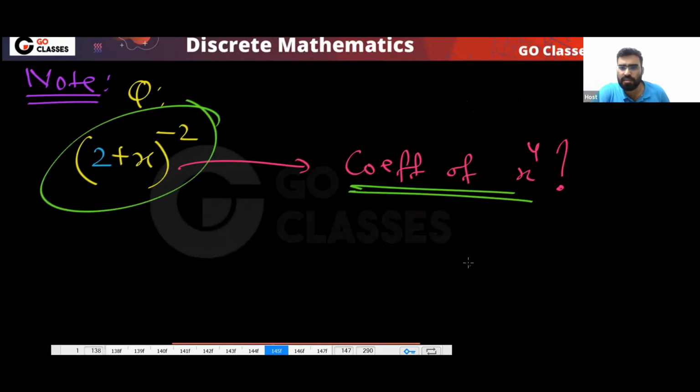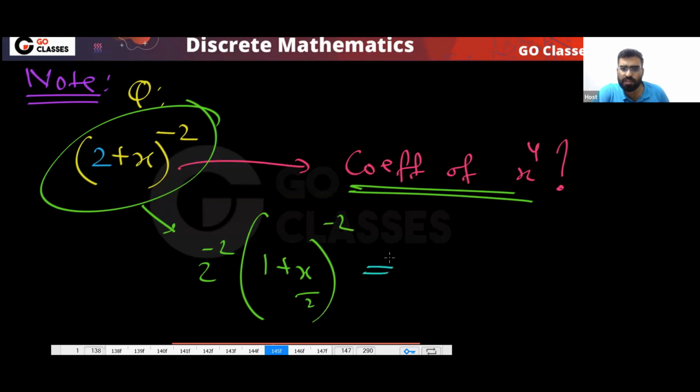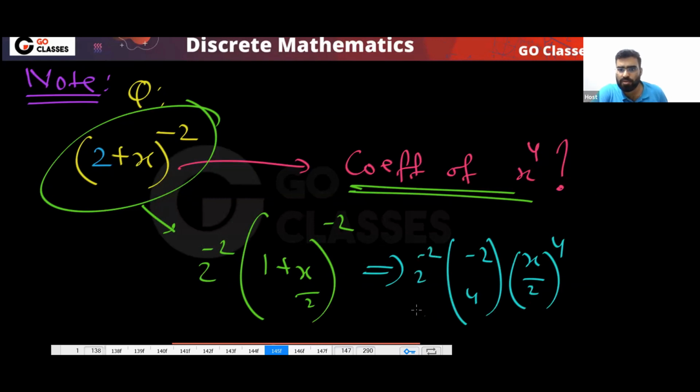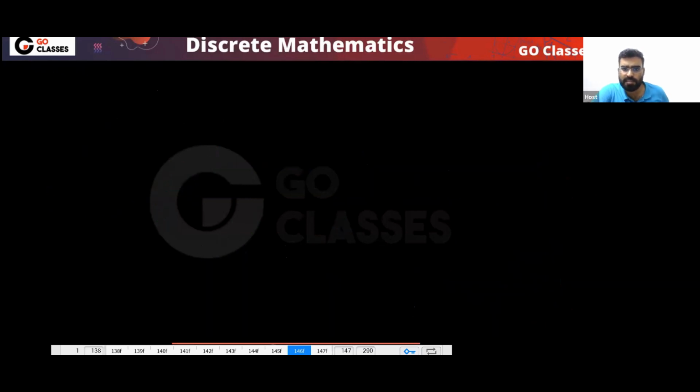The question is asking the coefficient of x power 4. So what are we doing? First we take this 2 out, then we get 1 plus x by 2 power minus 2. And now the coefficient of x power 4 will be x by 2 power 4, minus 2 C4, and the multiplication by 2 power minus 2. So from here, the answer you will get is 5 divided by 2 power 6. Clear? Please tell me, is this clear?